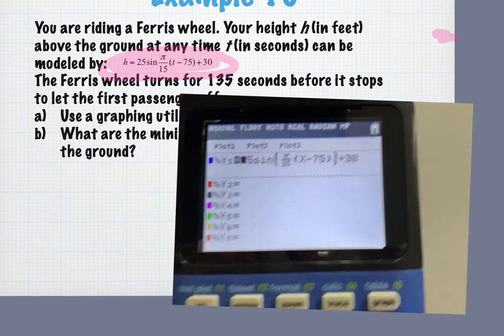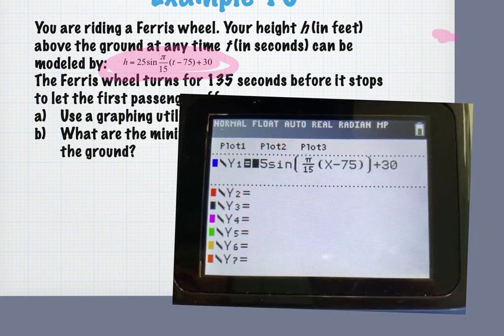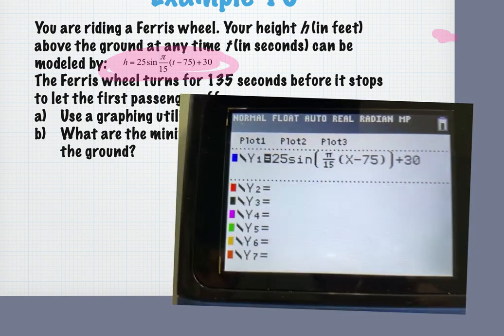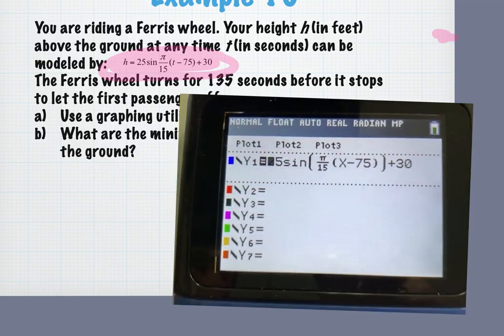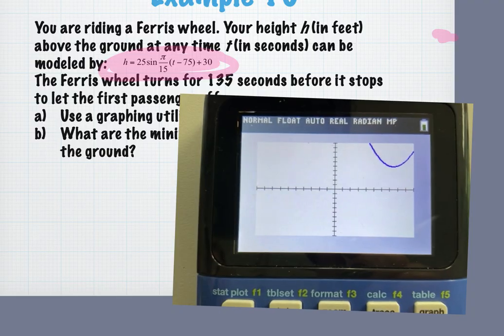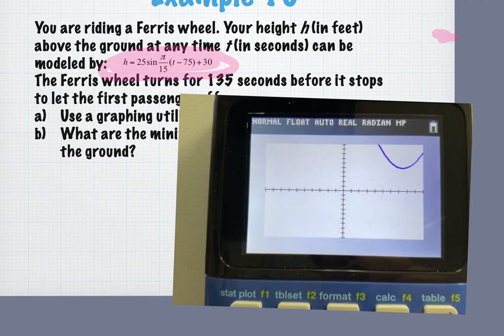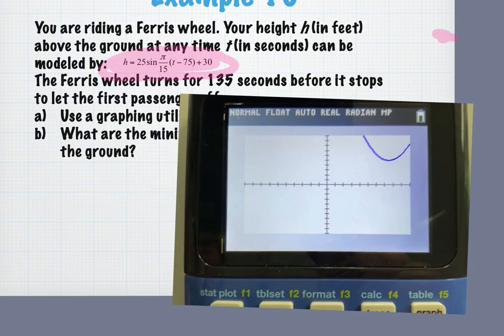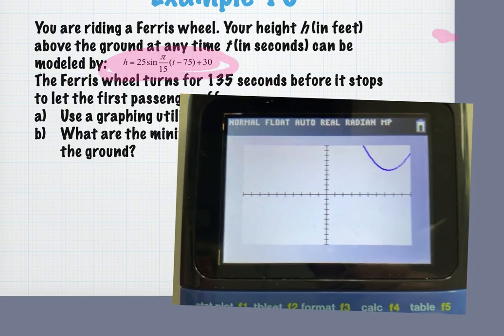Okay, so my equation looks like this: 25 sine of pi over 15 times x minus 75, plus 30. I used x as my variable because the variable doesn't matter. And then I hit graph. So on your standard graph, this is what you're going to see, okay? And think about what's happening. Obviously, we're not getting our full sine curve, but our window's set from -10 to 10.